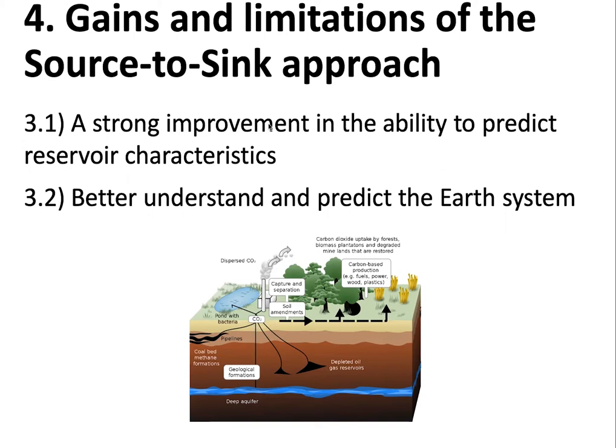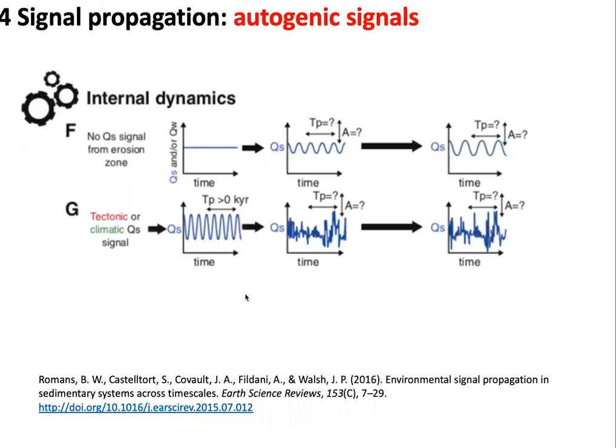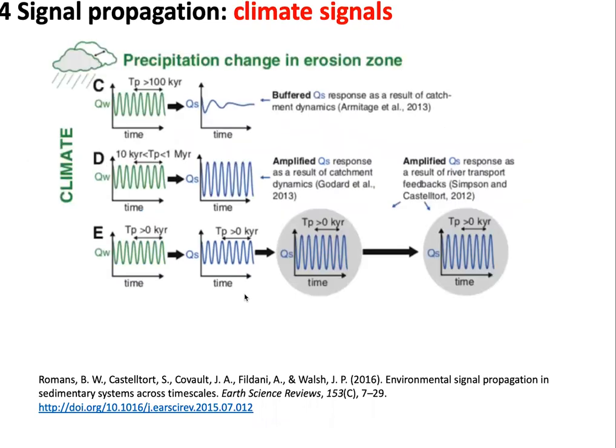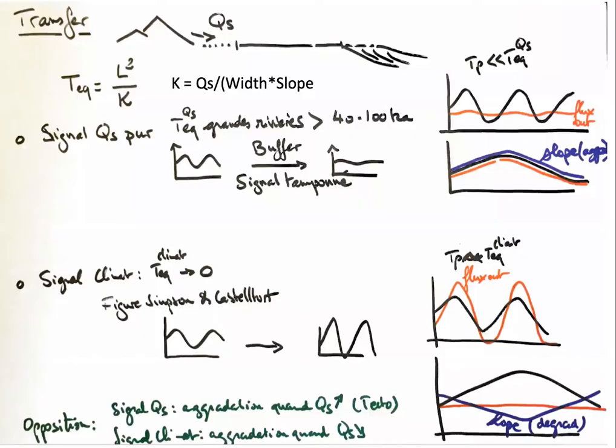I think I have one, if you can go very quickly to the drawing that you made about the transfer. Yes. So when the timing of perturbation is a lot smaller, then the slope will also accompany rainfall increase in this case? Yeah, no change in rainfall. This is supposed to be just sediment flux.